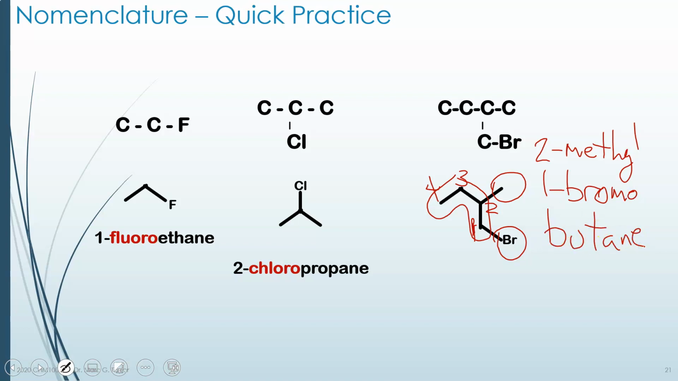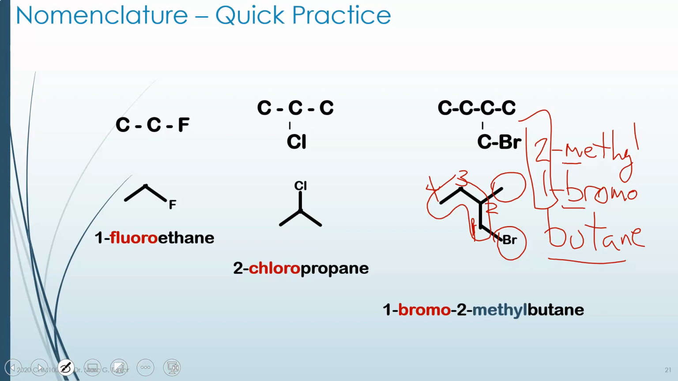Well, how do we know which one to put first? We know the butane will be last. That's going to be always last. The main chain is always the last thing you write. But how do you know which one to go with? Well, don't go by the numbers. The numbers don't tell you anything. You go by alphabetical order. Bromo comes before methyl. And as a result, our name would be 1-bromo because of the B, 2-methyl because of the M, and then butane.